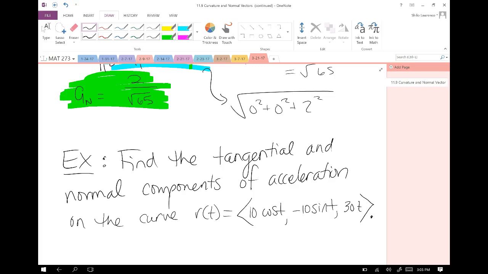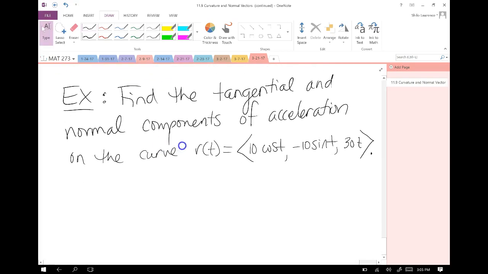Want to find the tangential and normal components of acceleration on the curve r of t equals 10 cosine t, negative 10 sine t, 30 t. Is this the hard one? It's really not that hard. But it's 3 dimensions. It works out pretty nice though.